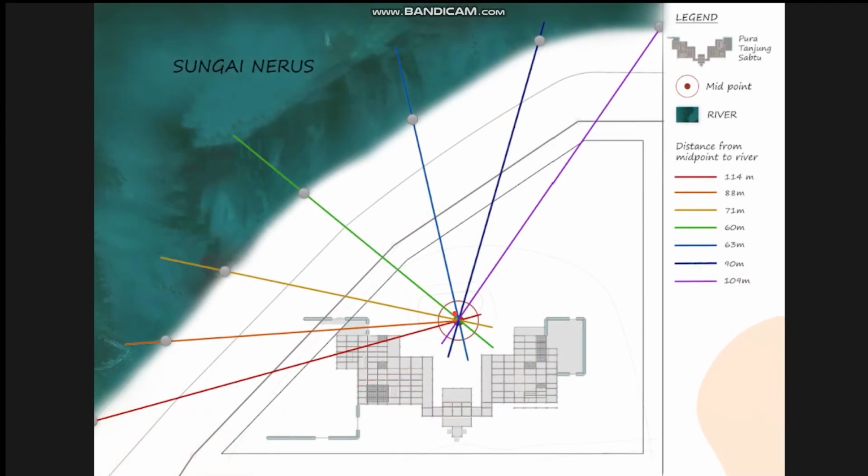This is to measure the distance between the river and the midpoint of the building, to see how long it takes to walk from the river to the building. The analysis shows that the furthest one is 114 meters, which only takes around 2 to 3 minutes of walking. So it is okay for them to walk from the river to the building, because while walking they can enjoy the building from the small scale to the bigger scale.